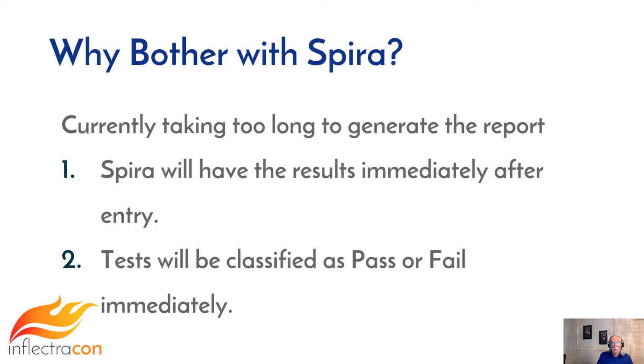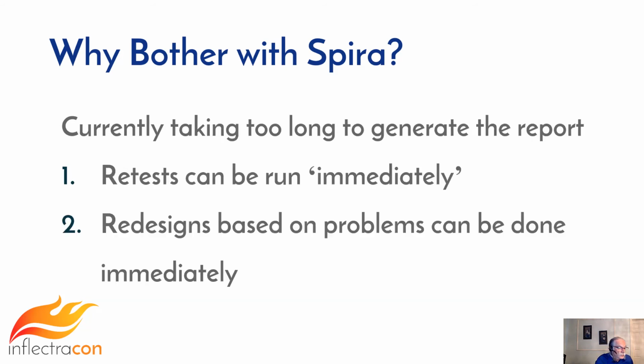So why bother with Spira? Well, it's currently taking far too long to generate the completion report. Too much collating of data, too much waiting, too much time. Now we will have the results immediately after entry. Tests will be classified as pass or fail immediately, and we'll be able to make that decision effectively immediately. So we'll cut a lot off the cycle time that's currently running. As I said, reports can be run immediately, and redesign of the mask based on problems can start. May not be done immediately, but it certainly can start on why is this going wrong.